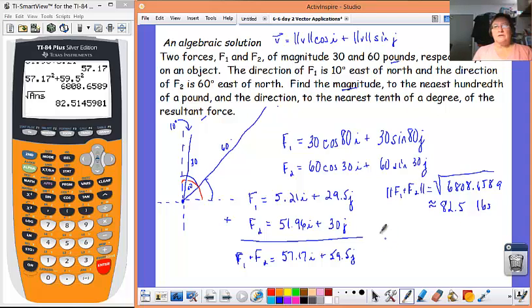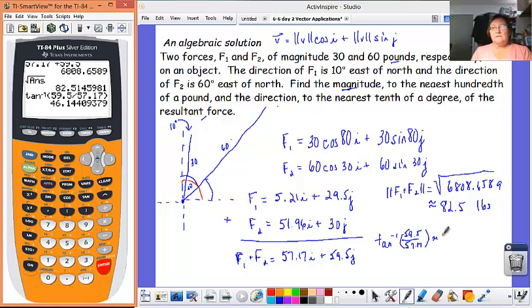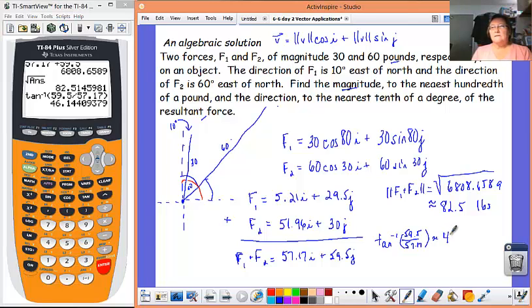Now, to find the direction, if you recall, you can find the direction of this vector by doing the tangent inverse of b divided by a, and that's exactly what we're going to do. Tangent inverse of 59.5 divided by 57.17. We're in degrees, and that direction is approximately 46.1 degrees. Now, this is the angle that resultant vector makes with the positive x-axis.